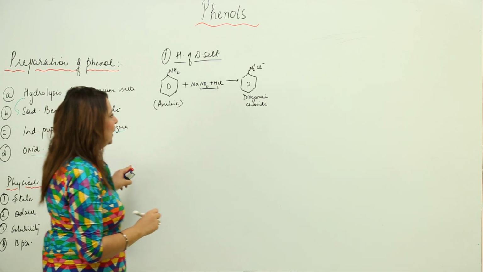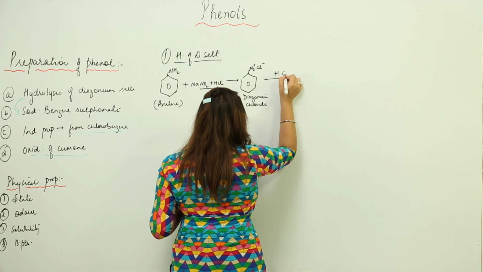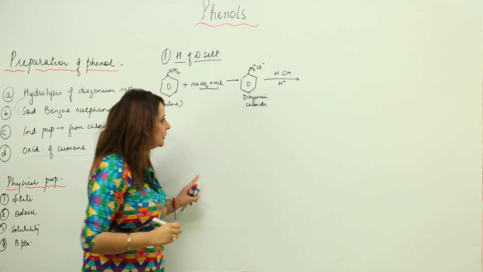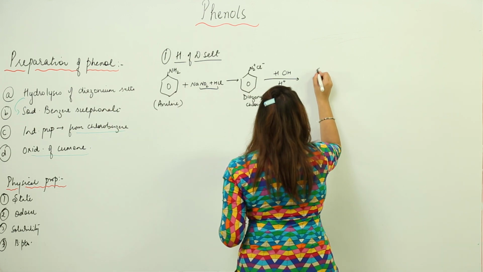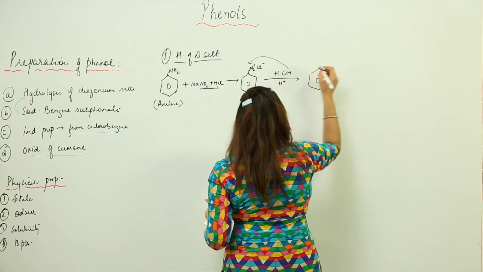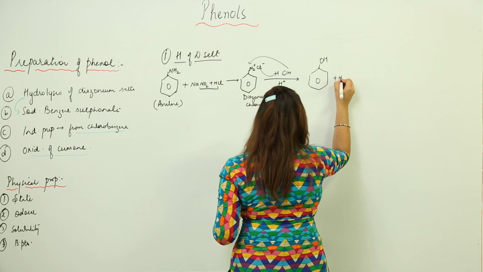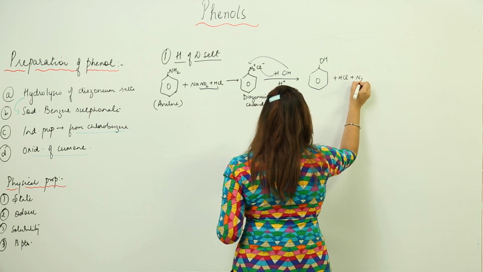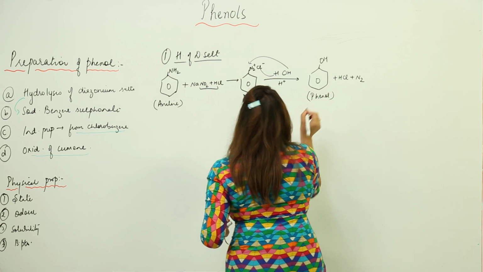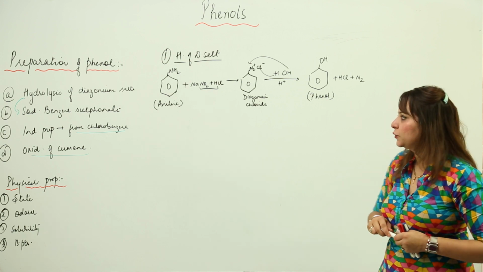Now we need to hydrolyze it. Hydrolyze it means we need to add water. That means water is going to hydrolyze it, and this occurs particularly in the presence of an acid. So what happens when you react? In the same way, this OH group comes here, H reacts with Cl, and we get N2 as gas. So this is our phenol. This is how you can prepare phenol by the hydrolysis of the diazonium salt.